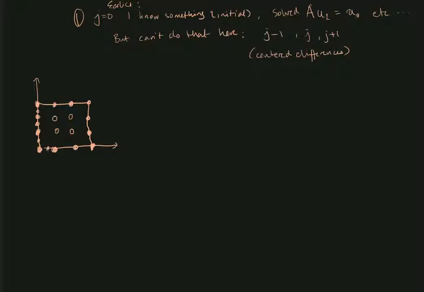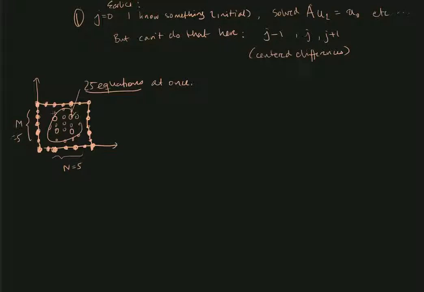Let's draw a few more dots out here. For example, in this case where I have drawn 1, 2, 3, 4, 5, n is equal to 5, and 1, 2, 3, 4, 5, m is equal to 5. So in the case where n is equal to 5 and m is equal to 5, I actually have to solve 25 equations governing the value of u on these dots here. I have to solve 25 equations at once.